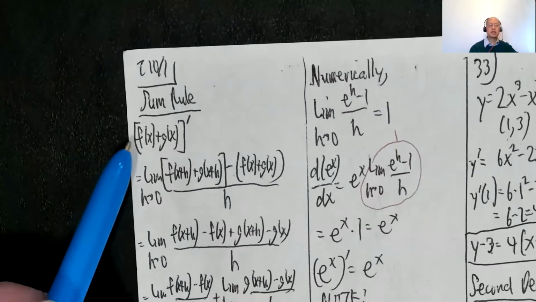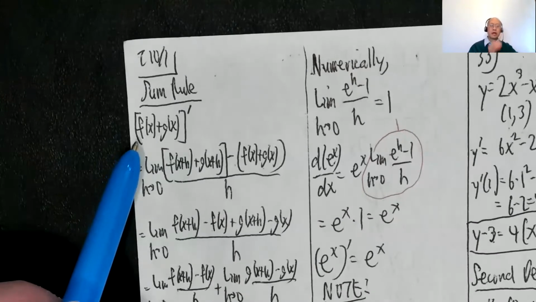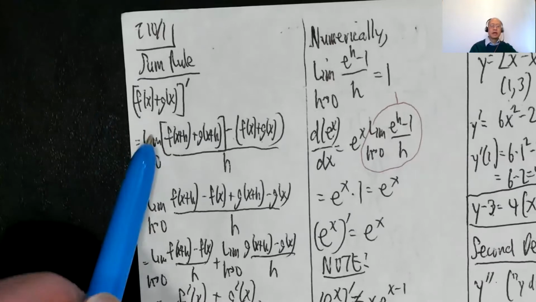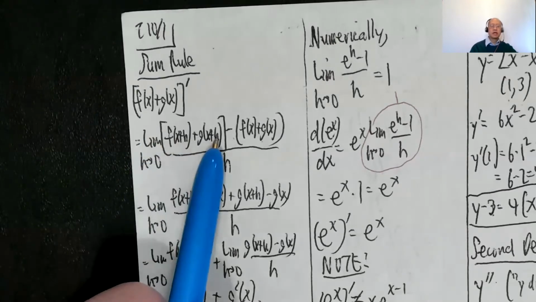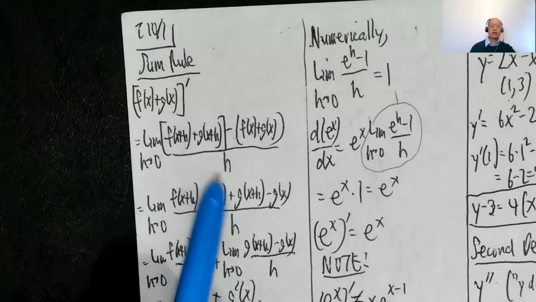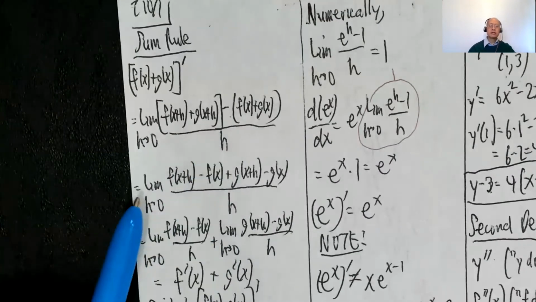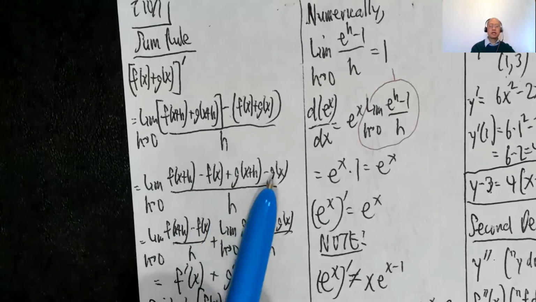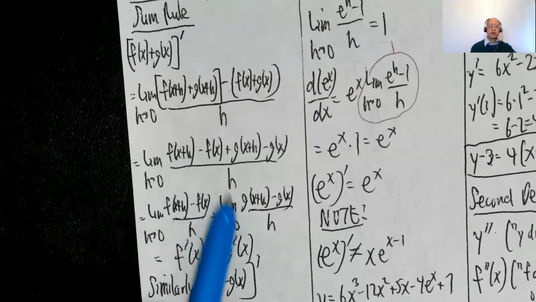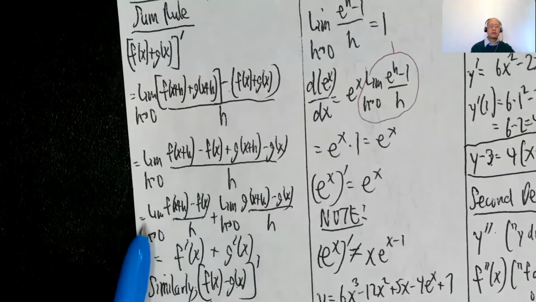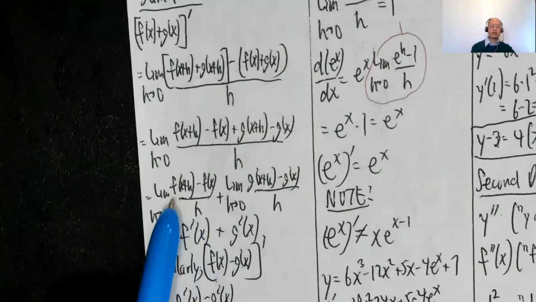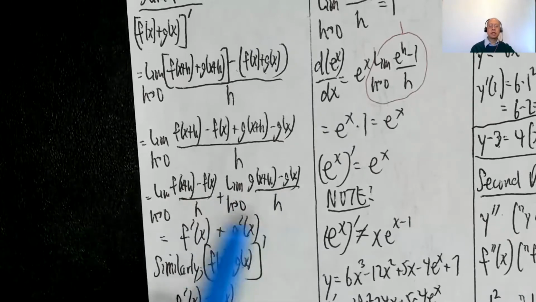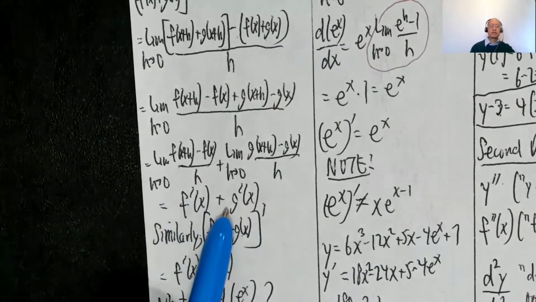Okay. Just a verification of the sum rule. Okay, (f of x plus g of x) prime is the limit as h approaches 0 of f of x plus h plus g of x plus h minus (f of x plus g of x) all over h. Okay, rewriting this, limit h approaches 0, f of x plus h minus f of x plus g of x plus h minus g of x all over h. Limit of a sum is the sum of the limits, so limit h approaches 0, f of x plus h minus f of x all over h, plus limit h approaches 0, g of x plus h minus g of x all over h. And this is f prime of x plus g prime of x.